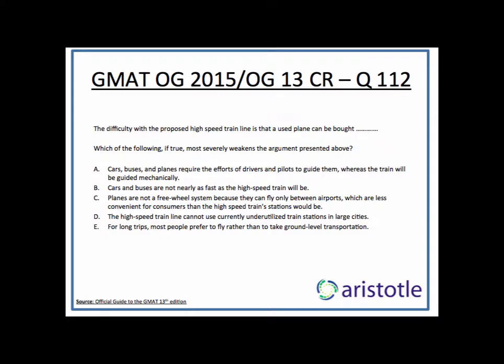C says planes are not a free wheel system because they can fly only between airports, which are less convenient for consumers than the high-speed train station would be. Perfect. That is the answer we had in mind. So C is the answer to the question. It weakens the argument. It says planes are not a free wheel system.